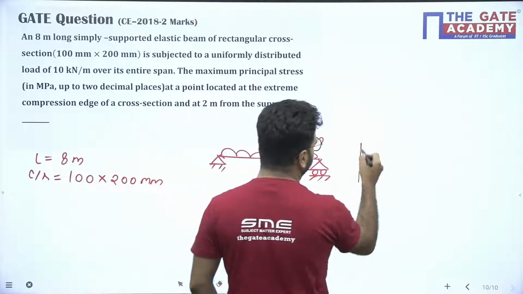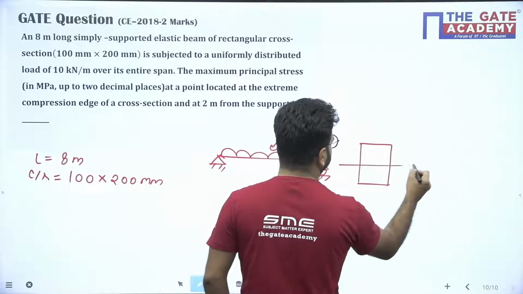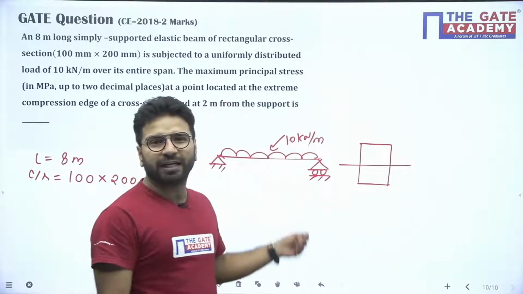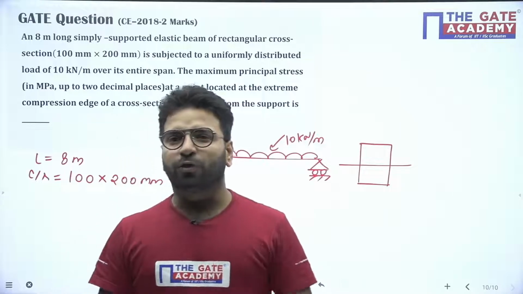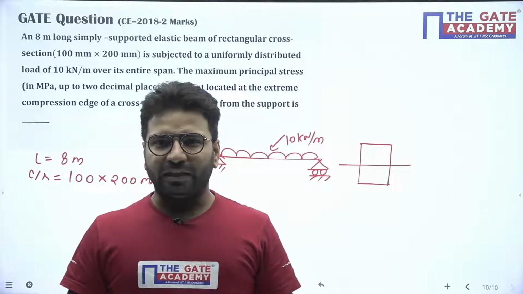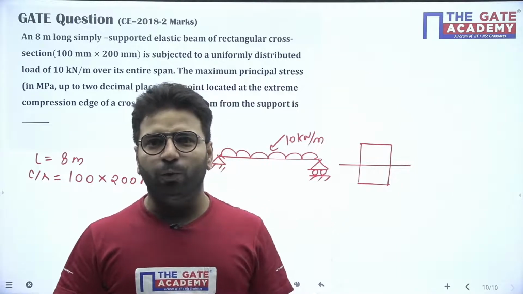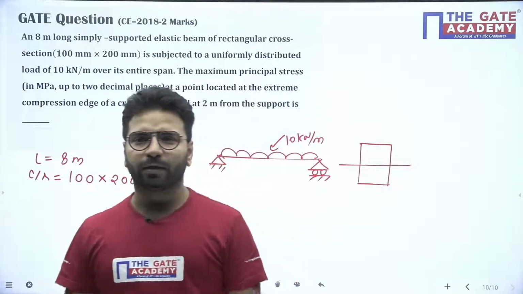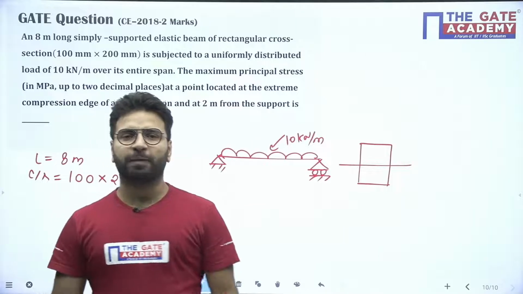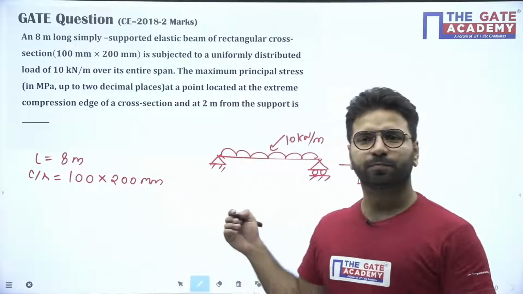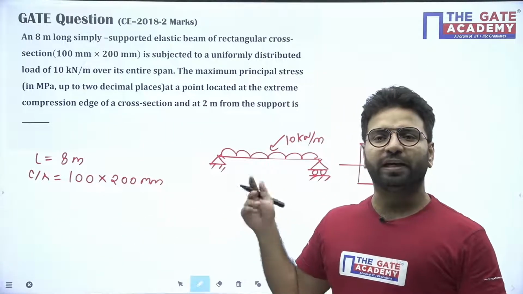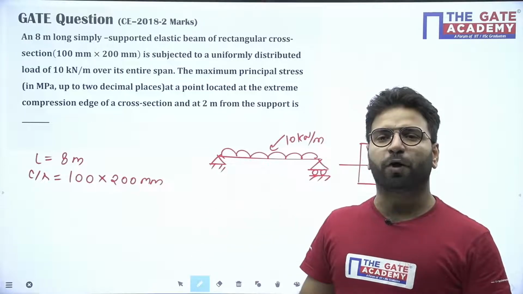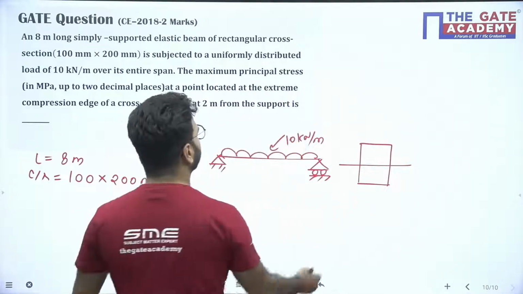If I draw the cross section of a simply supported beam and the loading is like that, where will the compression come? On the top fiber or the bottom fiber? In a simply supported beam subjected to UDL, the compression comes at the top fiber.